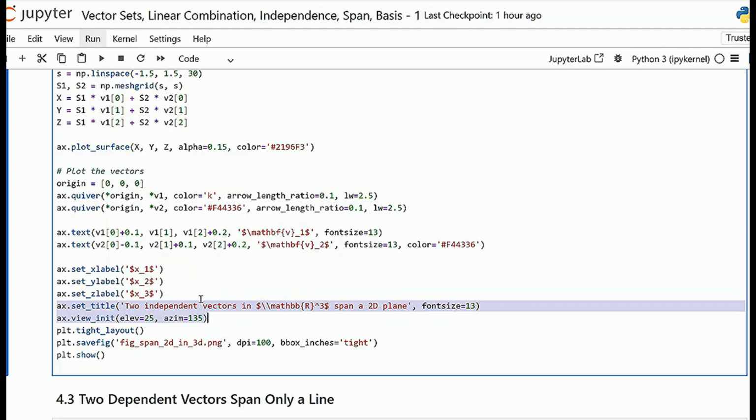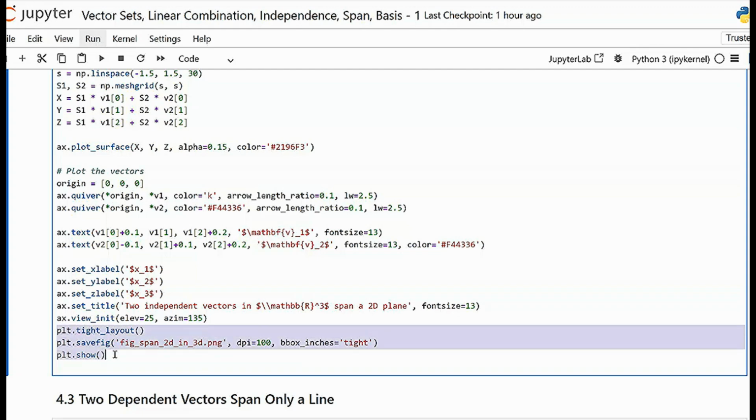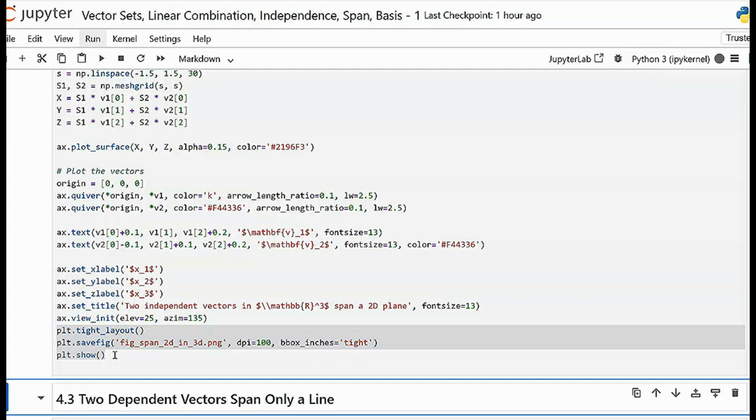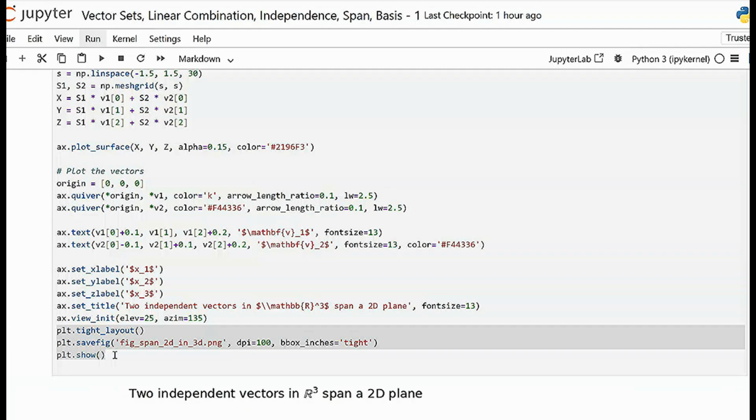Now let me set our camera angle. Observe elev, which is a vertical angle. Here we are making it a 25 degree vertical angle. Next is azim, which is for horizontal rotation, and that is 135 degrees. And of course you all know about tight layout, show, and saving the figure. It is for rendering. So let me execute and we will discuss the output.